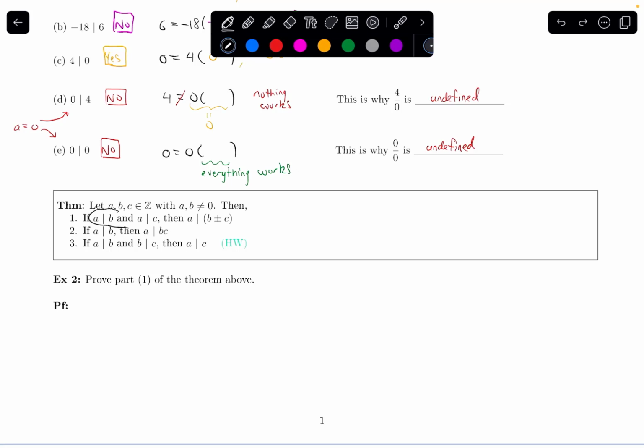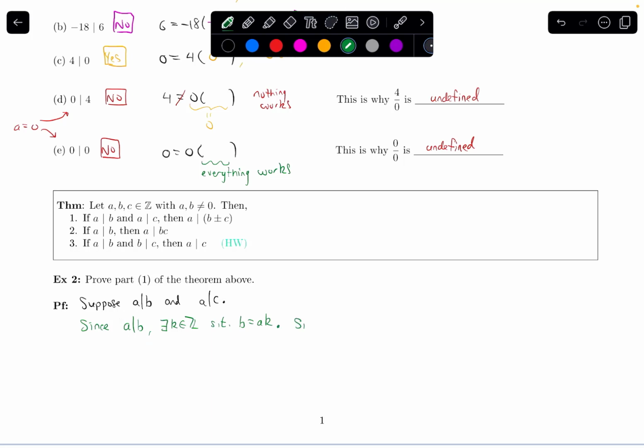So remember, the if part of the statement I get to assume is true. So let us suppose that a divides b and a divides c. And then let's break down what this means using the definitions. So since a divides b, this means there exists a k, which is an integer, such that b is equal to a times k. So this is saying b is a multiple of a. That's the same thing as saying a divides b.